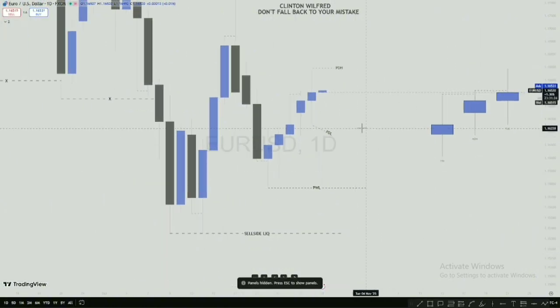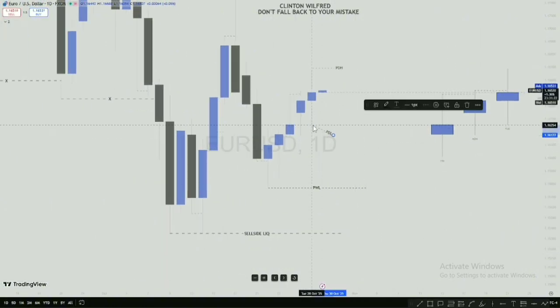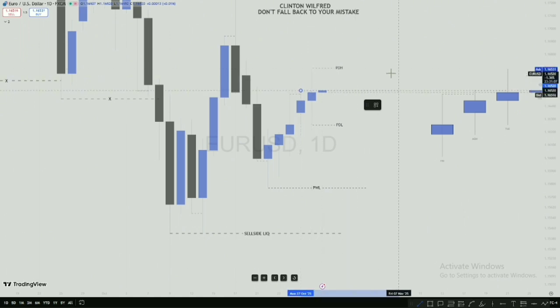Okay, right here we have price. I was looking for longs. You can see this Tuesday candle was giving a very bullish bias. I was looking for buys today. I got the buys, but it didn't play out well.